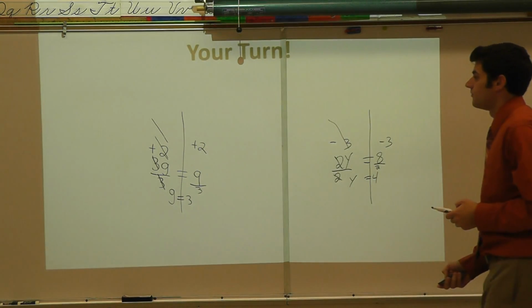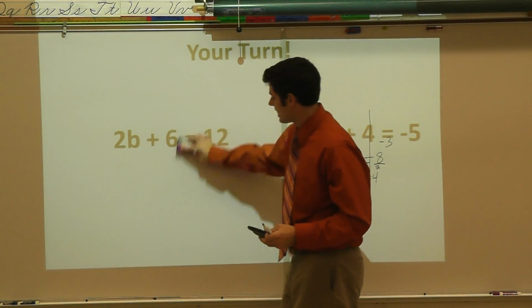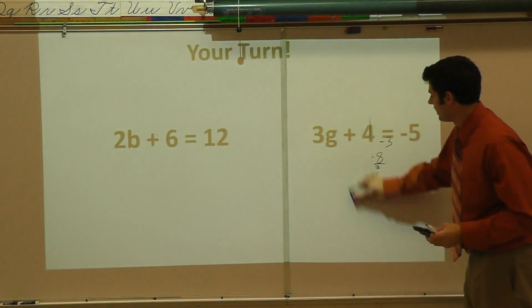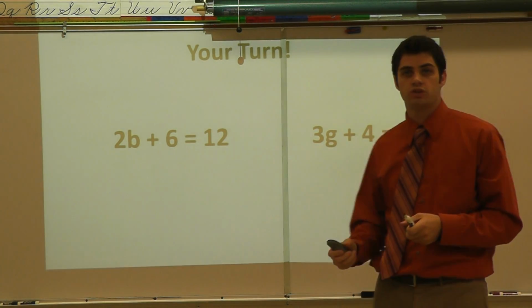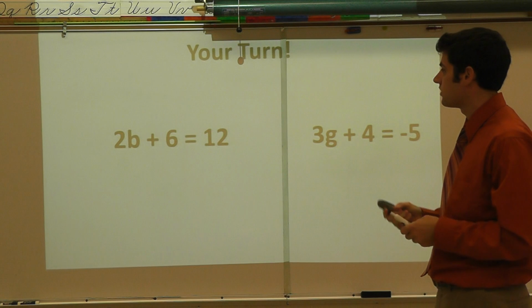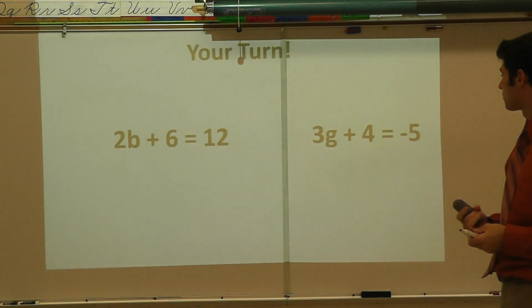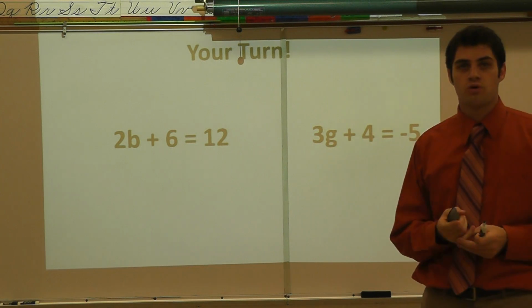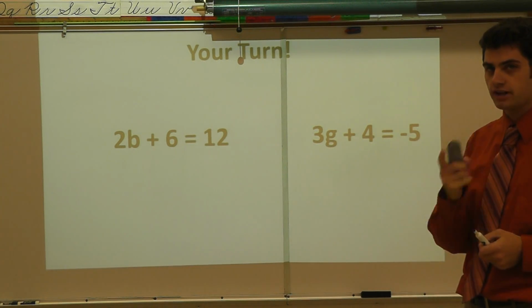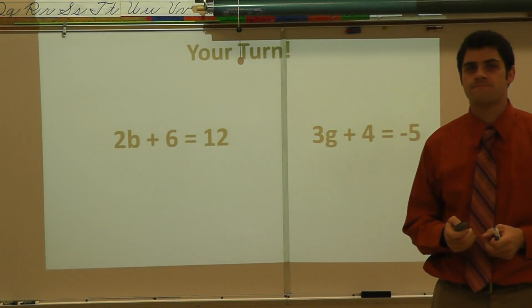Alright, again, my favorite time in this lesson. It's time for you to take out your pencil and a piece of paper. Go ahead and pause this video, and I want you to try these 2 problems up here on the board. 2b plus 6 equals 12, and also 3g plus 4 equals a negative 5. And I've thrown in a negative integer just to see if I can trick you guys. Go ahead and pause that video and try these 2.